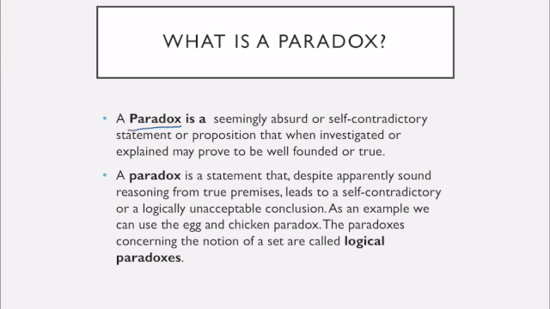So a paradox is a seemingly absurd or self-contradictory statement or proposition, okay? So you might have heard that jumbo shrimp is an oxymoron, right? Because jumbo means big and shrimp means small. A big, small, that's self-contradictory. That's an oxymoron. But a paradox is a statement, right? It's a little bit longer.